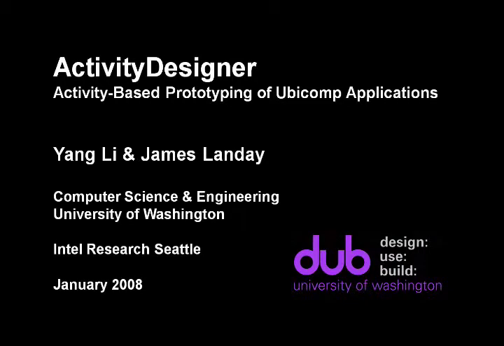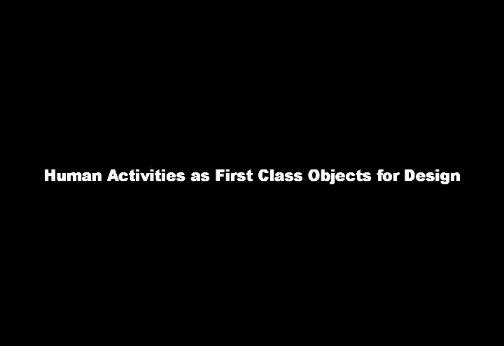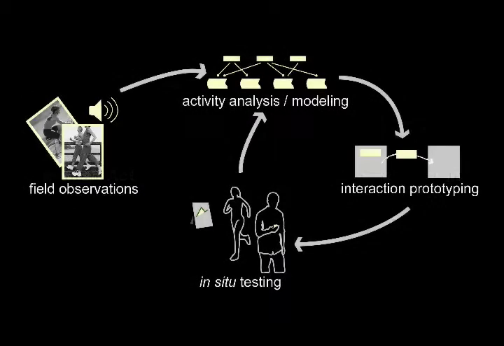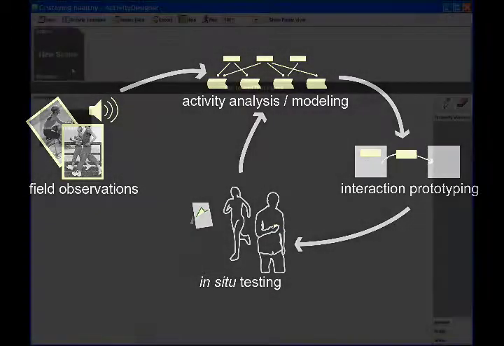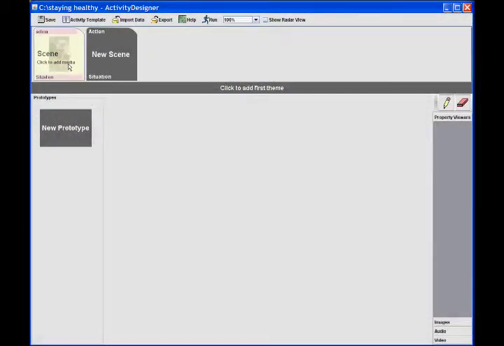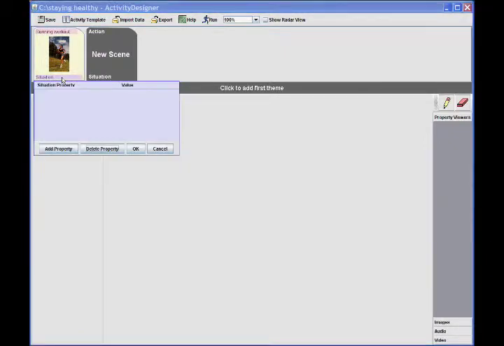In this video, we demonstrate Activity Designer, an activity-centric tool for designing Ubicomp applications. It allows designers to incorporate field data as a basis for design, rapidly create prototypes, easily test them in situ, and analyze a test for next design iteration. Here, let's consider Bob, a designer who is designing Ubicomp technologies for helping people stay healthy.